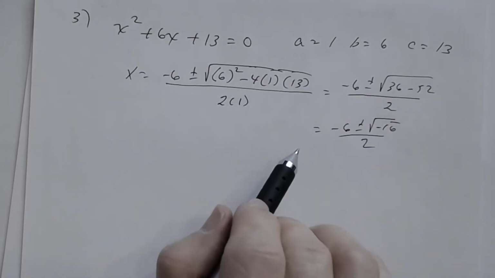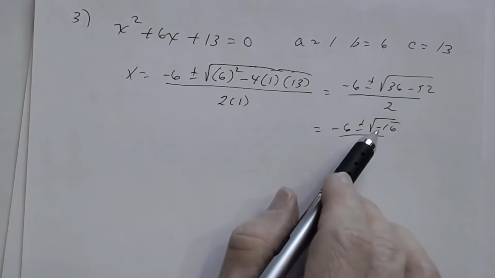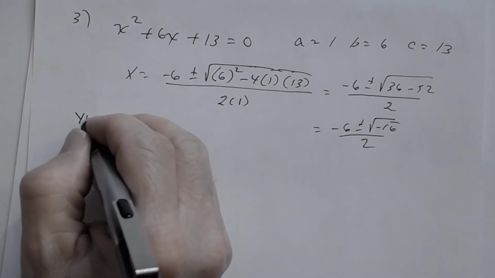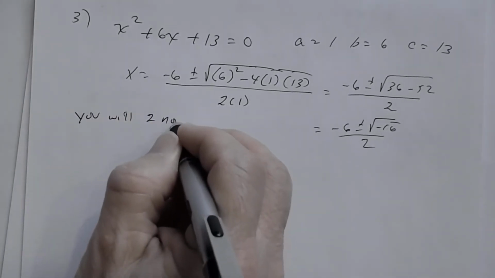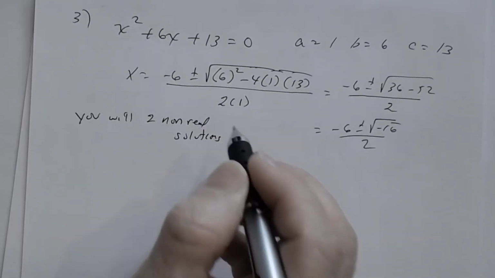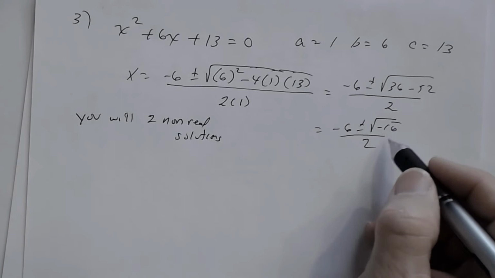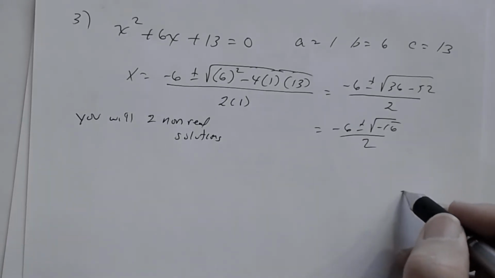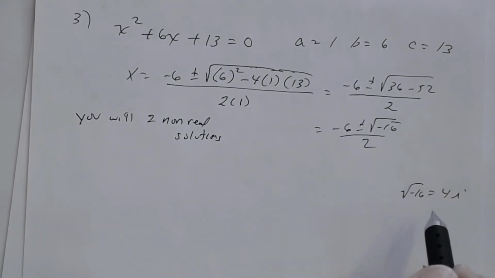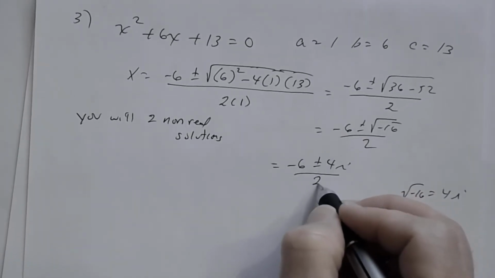Are my solutions going to be real or non-real? They're going to be non-real because you cannot take the square root of a negative number and get a real number. Okay, so you will have 2 non-real solutions. All right, so we're going to talk more about that in the next lesson. We'll talk about discriminant. But I do need for you to simplify the square root of negative 16. So you all know the square root of negative 16 is 4i. Okay, so this becomes 4i. So I get negative 6 plus or minus 4i, all divided by 2.